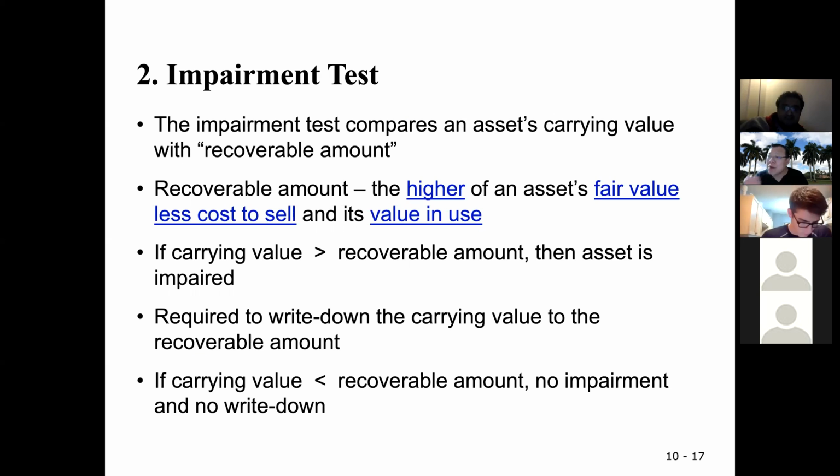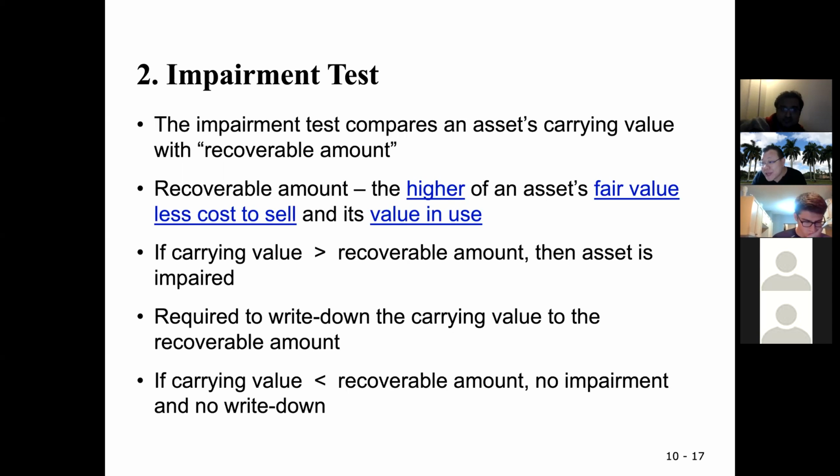Okay, so you can recover the value through 2 ways, right? First, you sell it, okay? Then it's the asset's fair value less the cost to sell. How much can you get from this asset by selling it? Well, the fair value less the cost to sell. That's how much you get out of the asset by disposing of it, right?